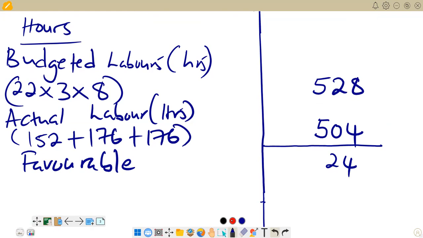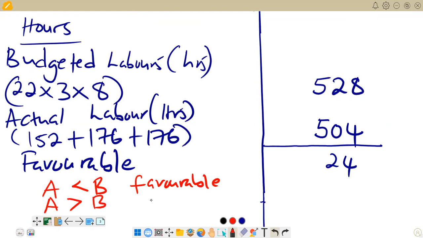So here maybe we can summarize these positions. In terms of labor hours worked, when actual is less than budget, it means we have a favorable position. On the other hand, when actual is greater than the budget, we are going to have an unfavorable position. So that is what we have there.